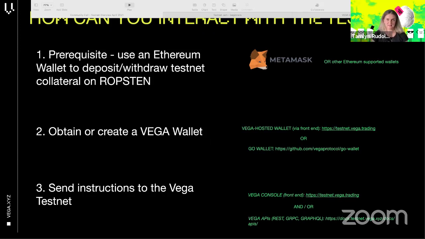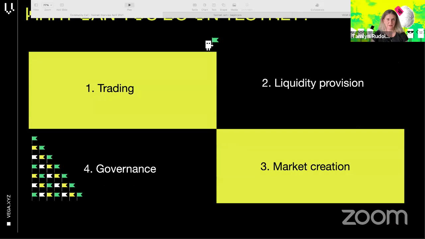Right, so now let's go on to the functionality. What can you actually do on Testnet? I wanted to focus on four fabulous things you can do. Firstly, obviously, trading. This is a blockchain designed for trading. I'm just going to walk you through some of the fun things to be exploring with trading.